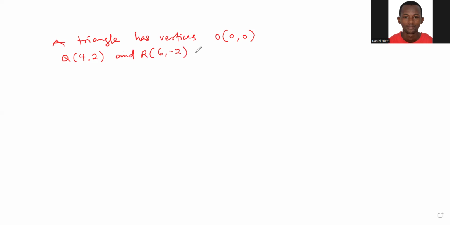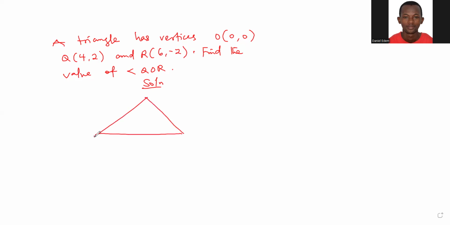Another question is saying that a triangle has vertices O (0, 0), Q to be (4, 2), and R to be (negative 6, 2). You have to find the value of angle QOR.